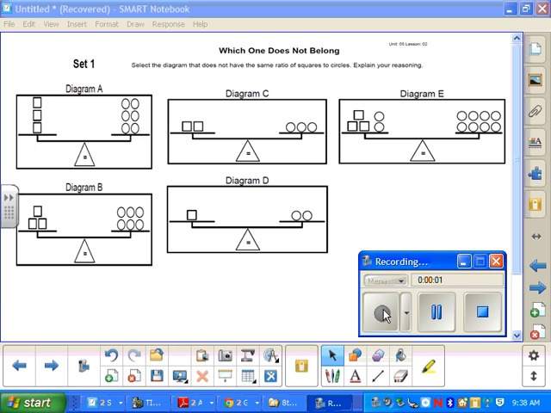Alright guys, let's go ahead to our homework video. Which one does not belong? We are going to select the diagram that does not have the same ratio of squares to circles.